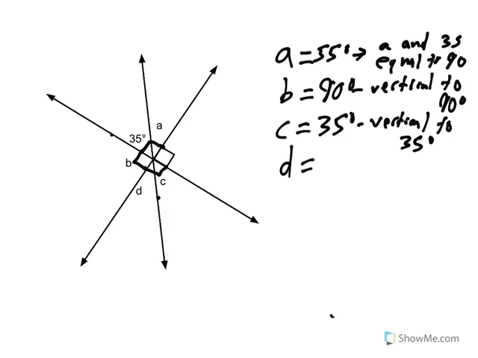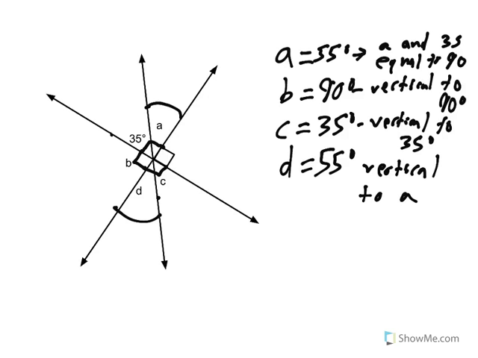And I know D right here is going to be right next to A, or, I'm sorry, vertical to A. So I know that's going to be the same thing as A, which we said was 55 degrees. And we can say it's vertical to A. Right? So there's all our answers.